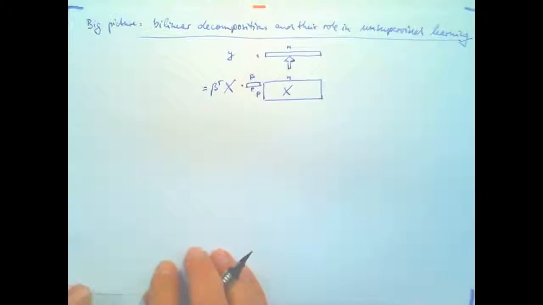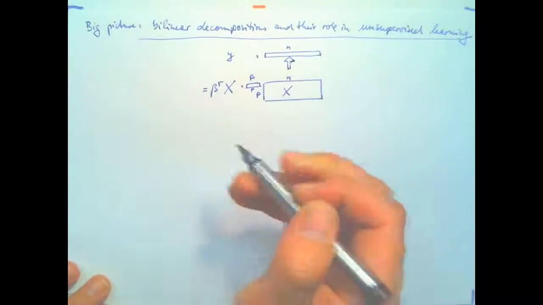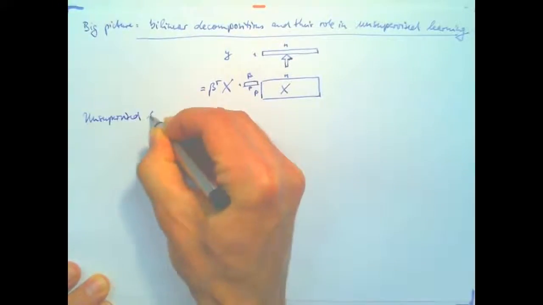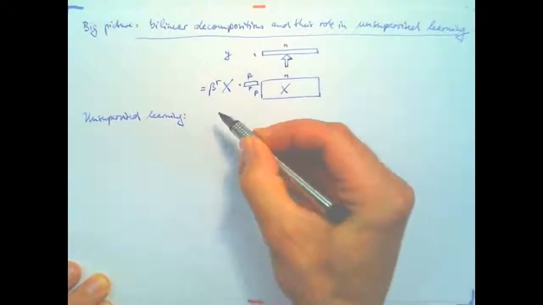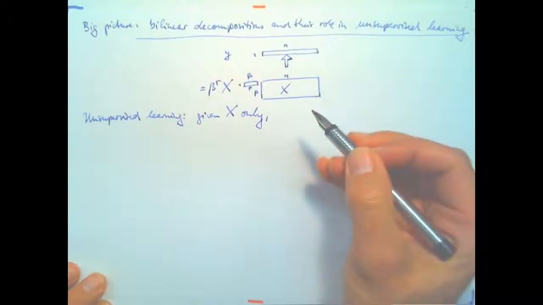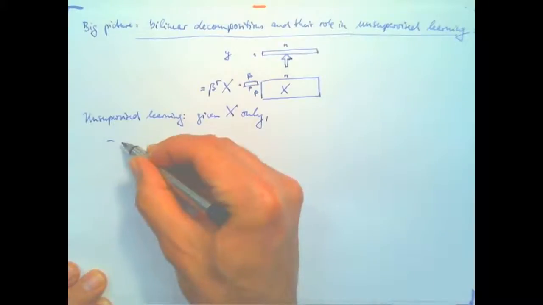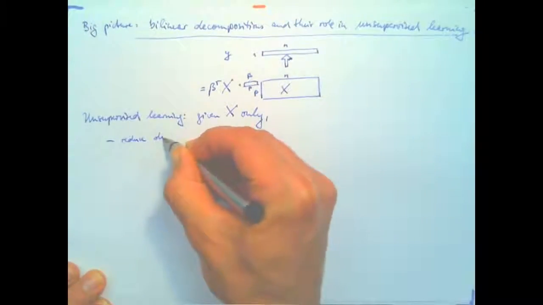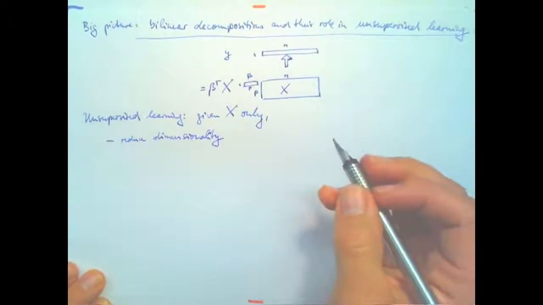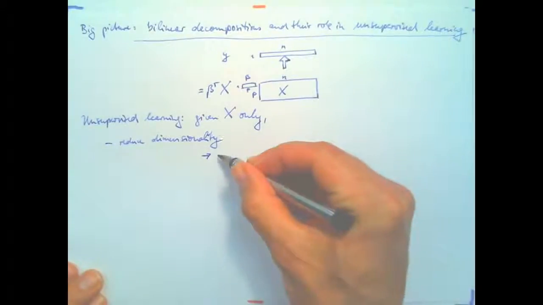Now, in unsupervised learning, we only have this x for us. So unsupervised learning, given x only, we want to do things like reduce the dimensionality, which can serve different purposes. One aim could be to summarize the data.